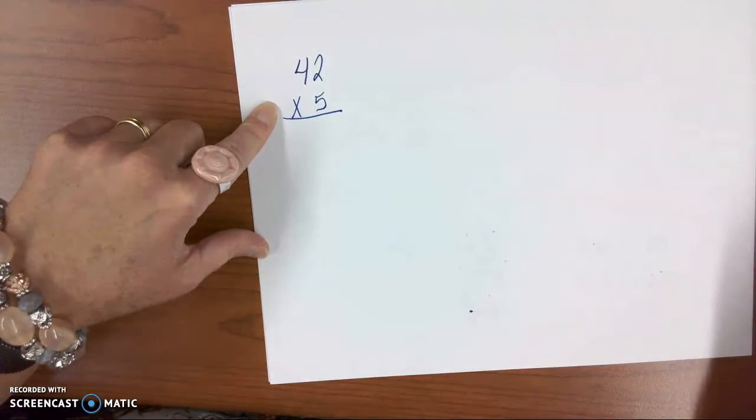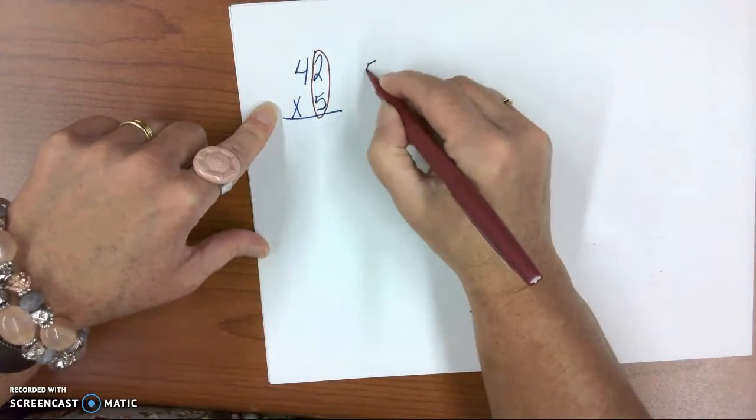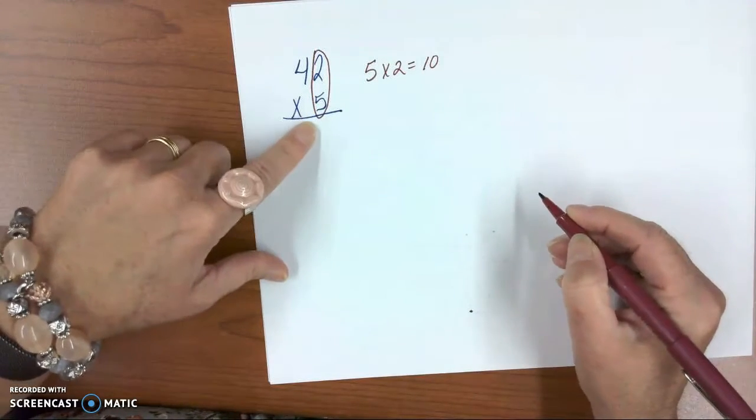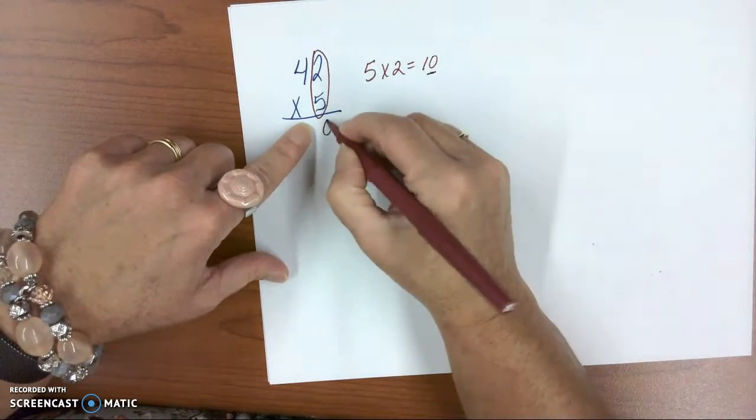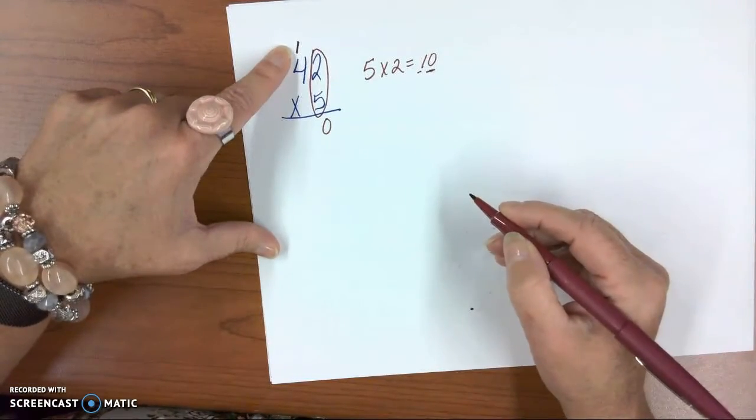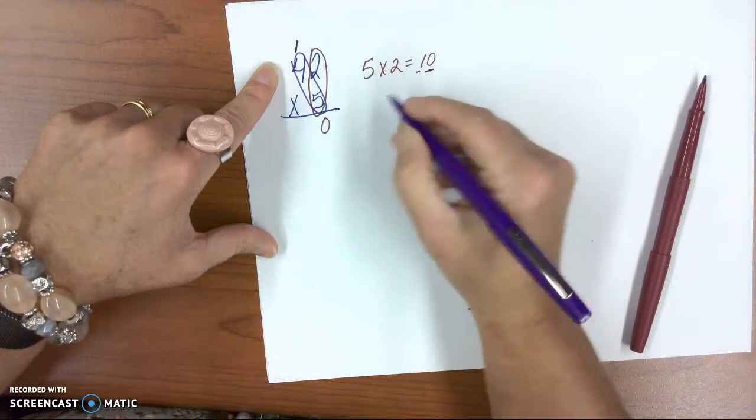So when we multiply 42 times 5, we're going to start with our ones place, and we have 5 times 2. 5 times 2 is 10. So our ones place is the 0, and we're going to carry our 10 that we have to the tens place now. Then we're going to multiply 5 times 4.